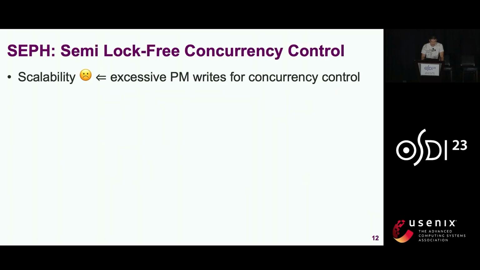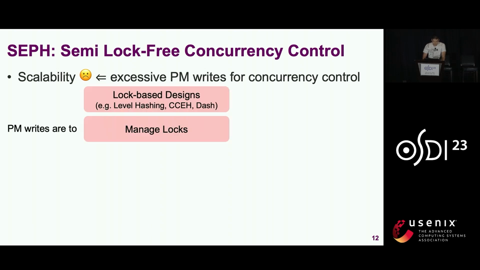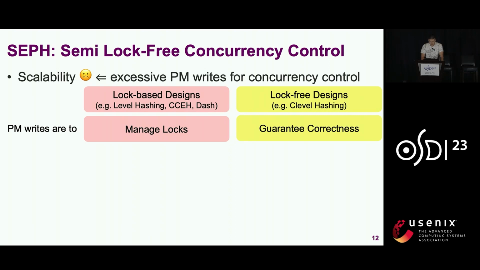As mentioned before, the scalability of existing PM hashing is bad because of the excessive PM writes for concurrency control. Specifically, in the lock-based design, the excessive PM writes are used to manage locks. In the lock-free design, the excessive PM writes are used to guarantee the correctness.